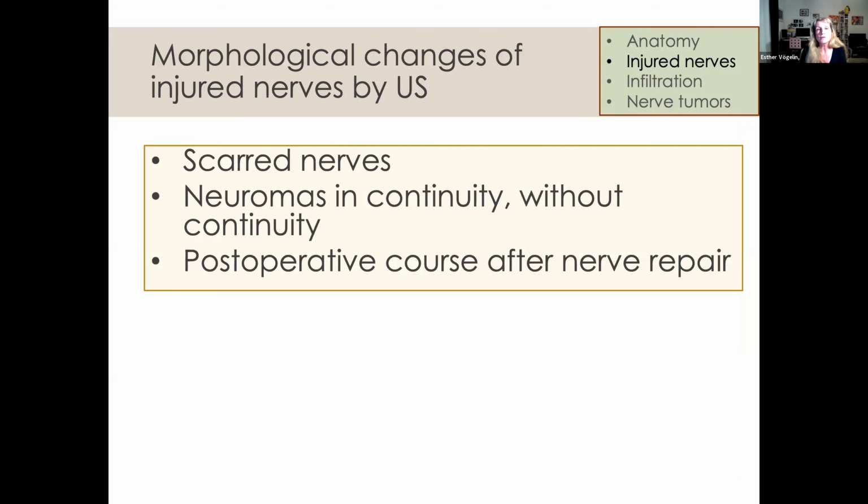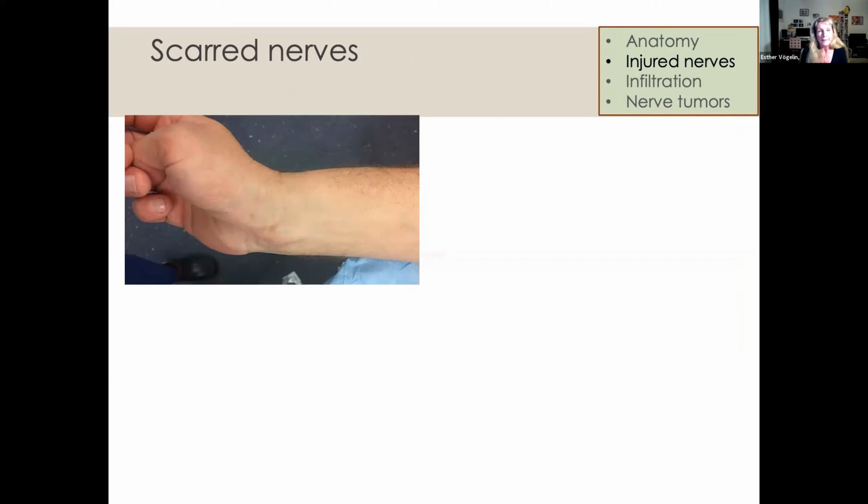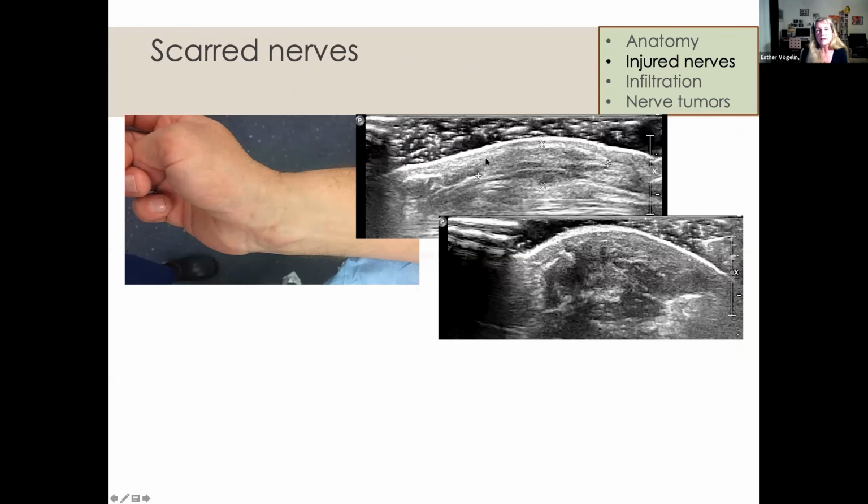When we now move to actually scarred nerves or injured nerves, as I said, we have the neuromas, and we can follow also the postoperative course of a changed nerve. Here is an example of a patient who actually has this bump. He had several operations, several surgeries to the median nerve. In the sonography, here is the skin. You see there is quite a thickened bump here. There are some fascicles going through this bump, but there is a lot of scarring in the cross-sectional area.